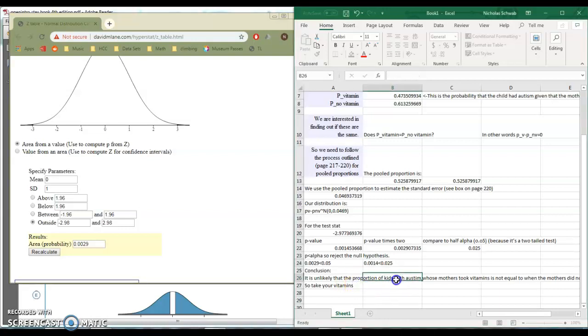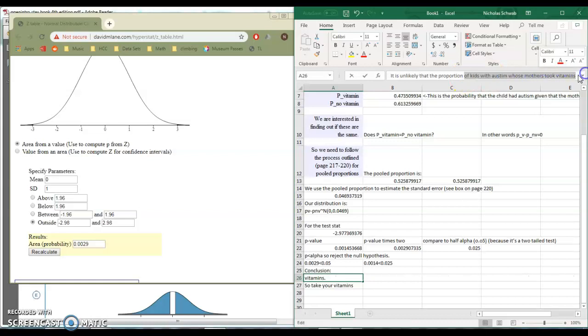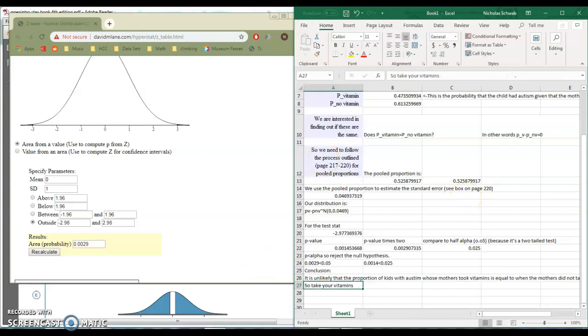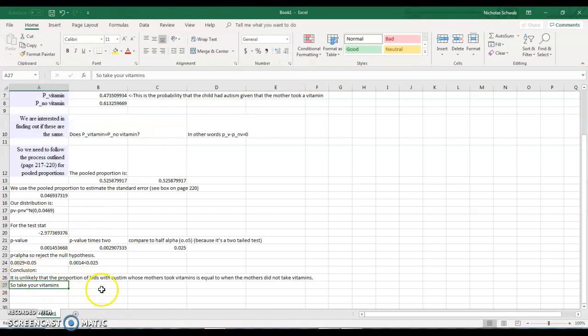Do I need to say anything else? So here's our conclusion. It's unlikely that the proportion of kids with autism whose mothers took vitamins is... Oh, let's change this. I have two negatives here. Is equal. Okay. Let's make it big. It's unlikely that the proportion of kids with autism whose mothers took vitamins is equal to when mothers did not take vitamins, right? So those are different proportions. That is what we were saying.